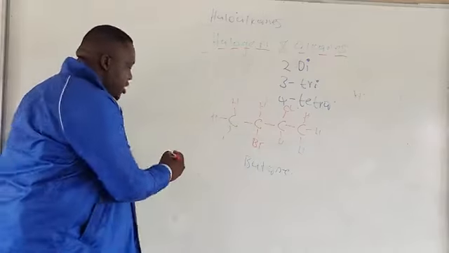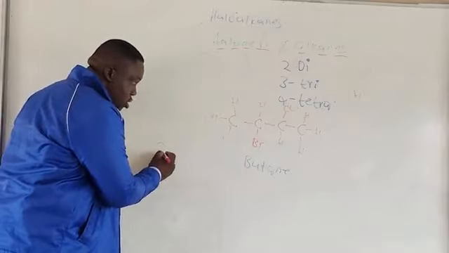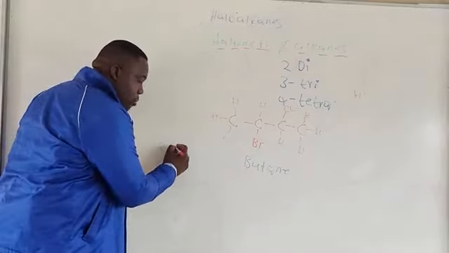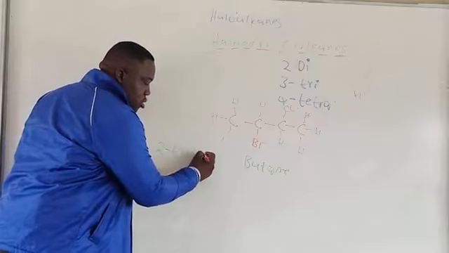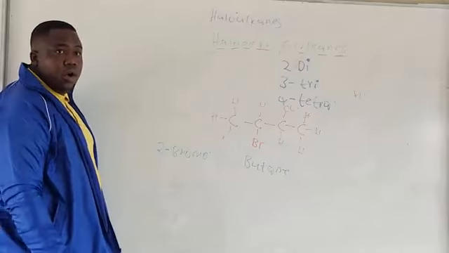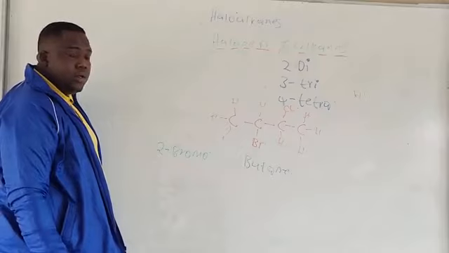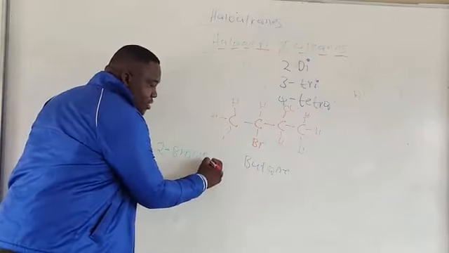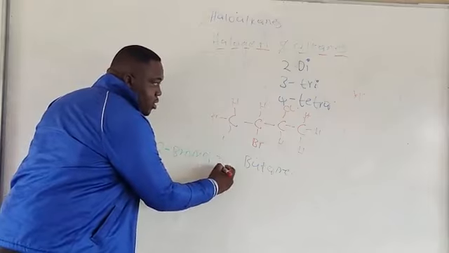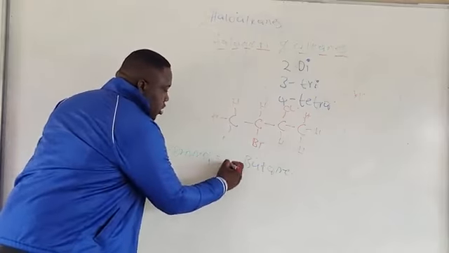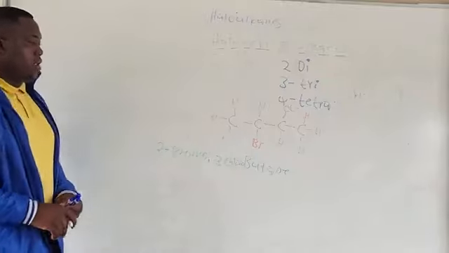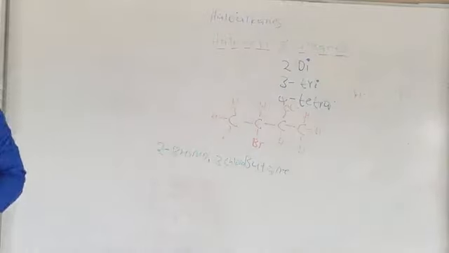So we're going to write it as 2 bromo. Do you see that? Yes. Then we're going to have what? 3. Is it 3? 3 chloro. So this one is 2 bromo, 3 chloro butane.